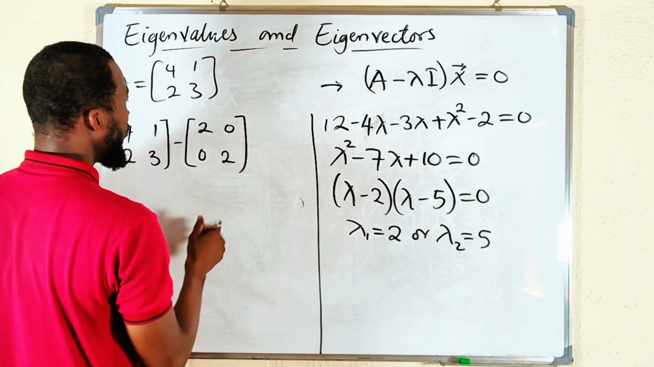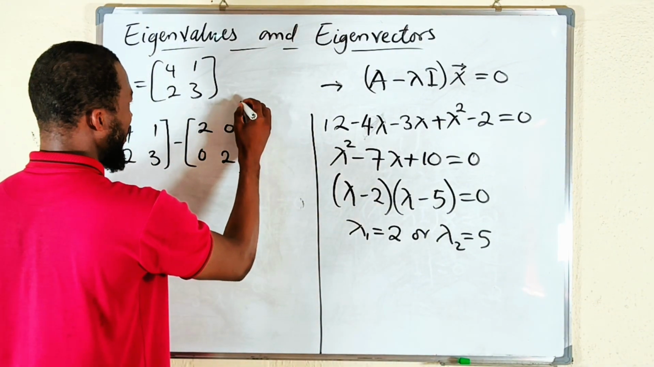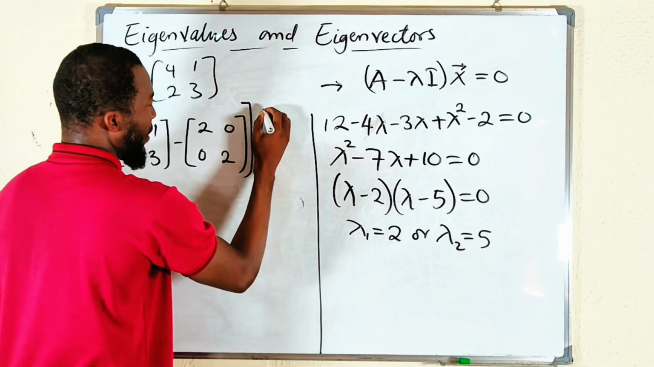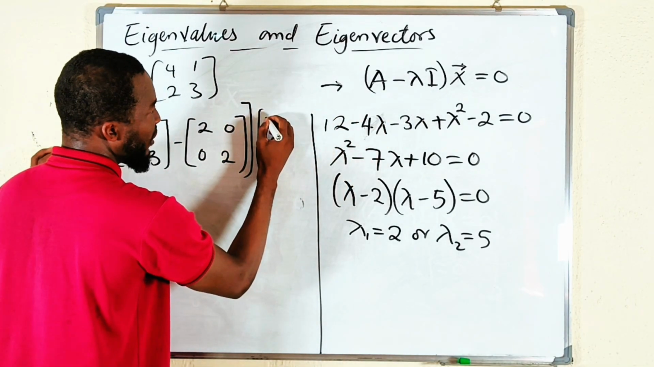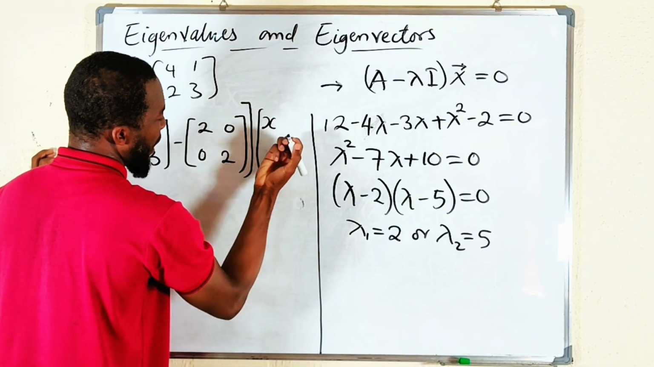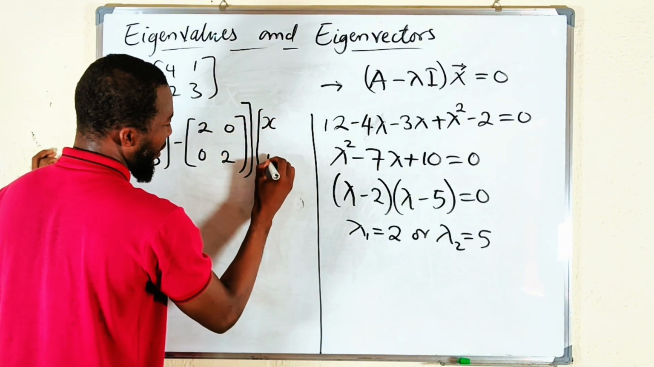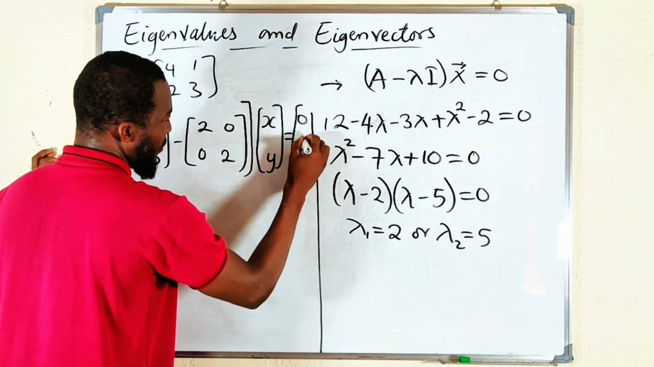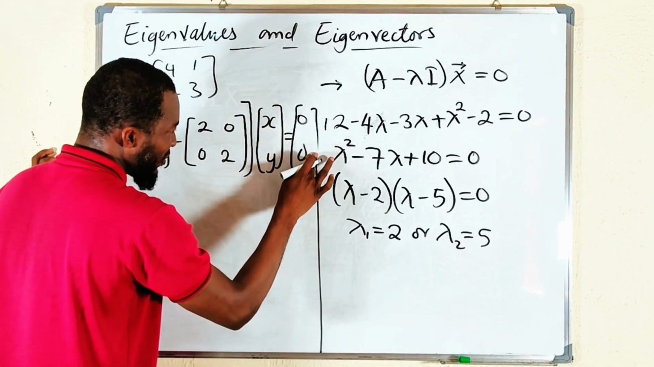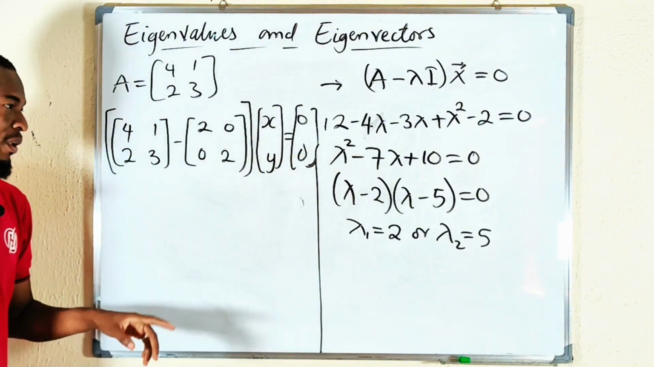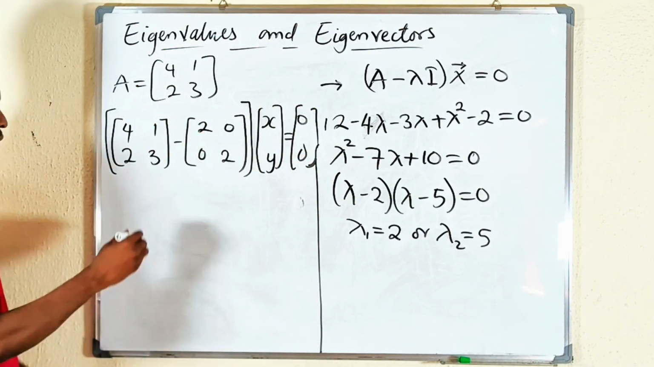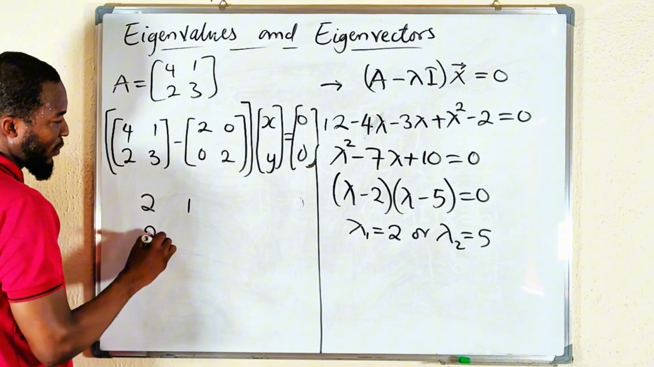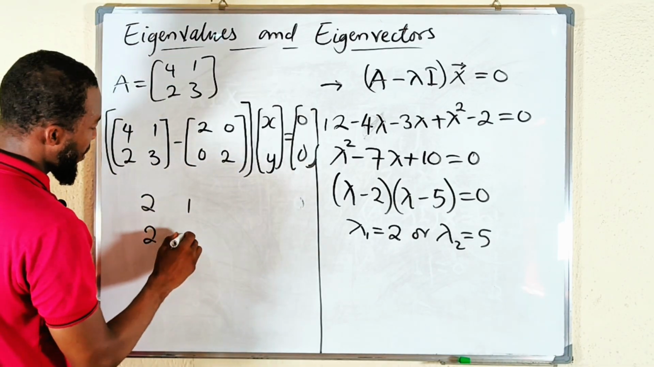And this is equal to everything here. We are going to multiply that by the vector, so let me call this x and y. Everything is equal to 0, 0. I don't have enough space here. Okay, let's subtract. 4 minus 2 is 2. 1 minus 0 is 1. 2 minus 0 is 2. 3 minus 2 is 1.